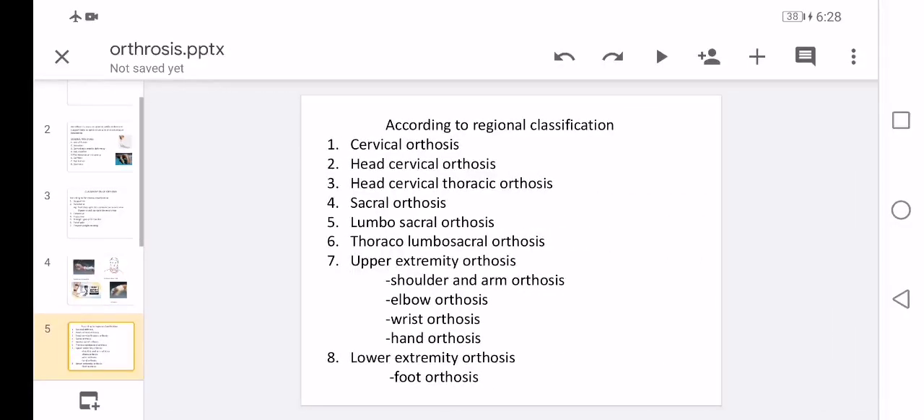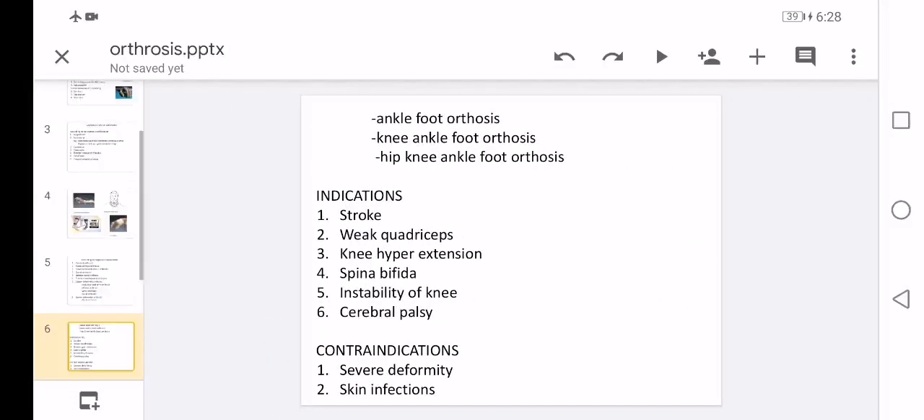According to regional classification, we have cervical orthosis, head cervical orthosis, head cervical thoracic orthosis, sacral orthosis, lumbosacral orthosis, thoracolumbosacral orthosis. For the upper extremity, we have shoulder and arm orthosis, elbow orthosis, wrist and hand orthosis. For the lower extremity, foot orthosis, ankle foot orthosis, knee ankle foot orthosis, hip knee ankle foot orthosis. These orthoses will be explained in detail in upcoming videos.